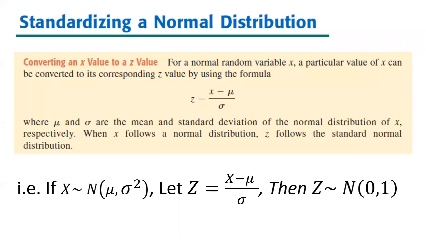We have the following conclusions. We need first to convert a generalized normal distribution to a standardized normal distribution. For a normal random variable x, a particular value of x can be converted to its corresponding z value by using the formula z equals x minus mu divided by sigma, where mu and sigma are the mean and the standard deviation of the normal distribution of x, respectively. When x follows a normal distribution, z follows a standard normal distribution.